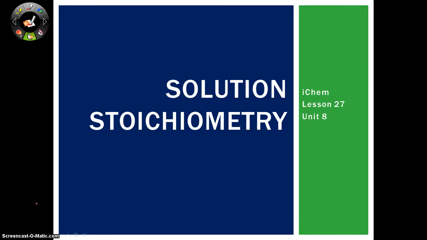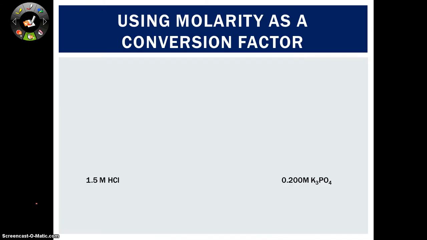Alright, here we go with iChem lesson 27 on Solution Stoichiometry. You'll need a periodic table to follow along with this, along with your viewing guide.